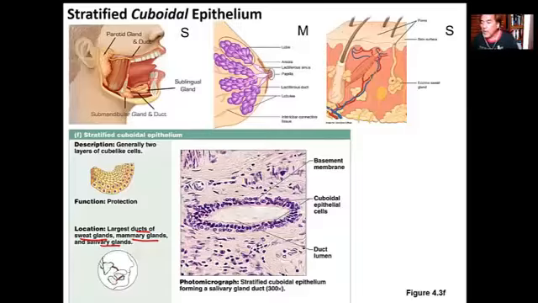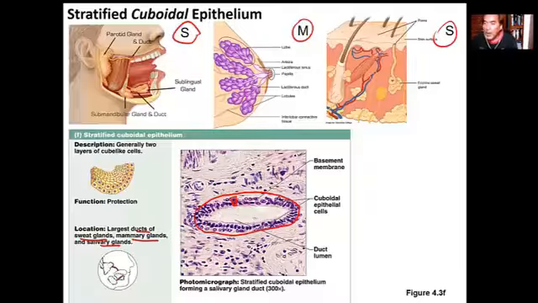So sometimes I say an example is the duct of the SMS: the duct of the salivary gland, the duct of the mammary gland, and the duct of the sweat gland. Lining the tube, the nuclei are round, so that means the cells are square, and it's made out of two layers inside that tube. So this is an example of stratified cuboidal epithelium.